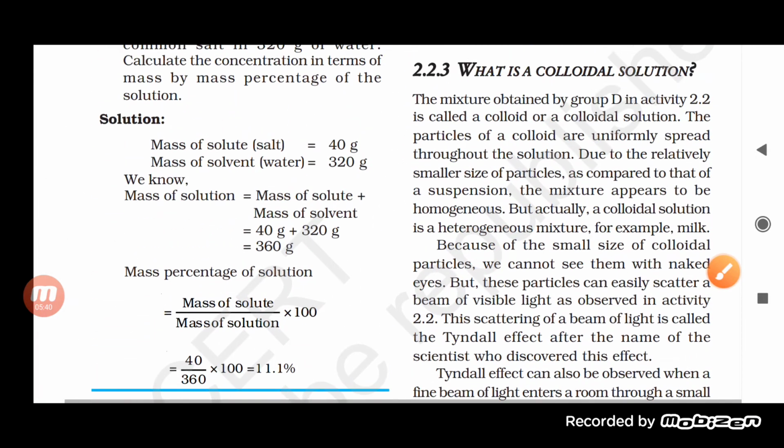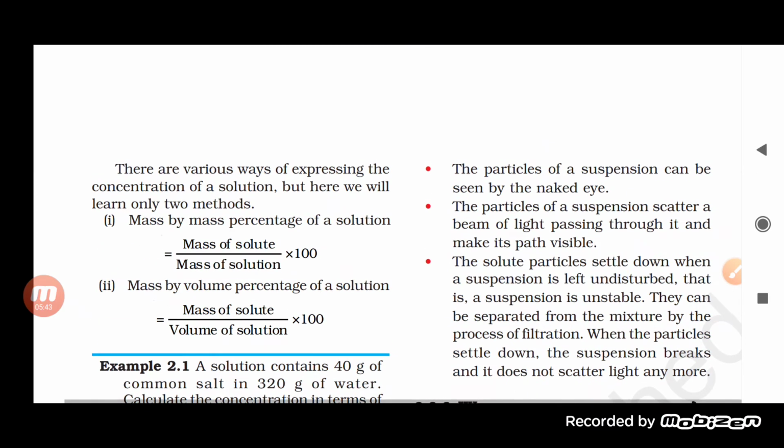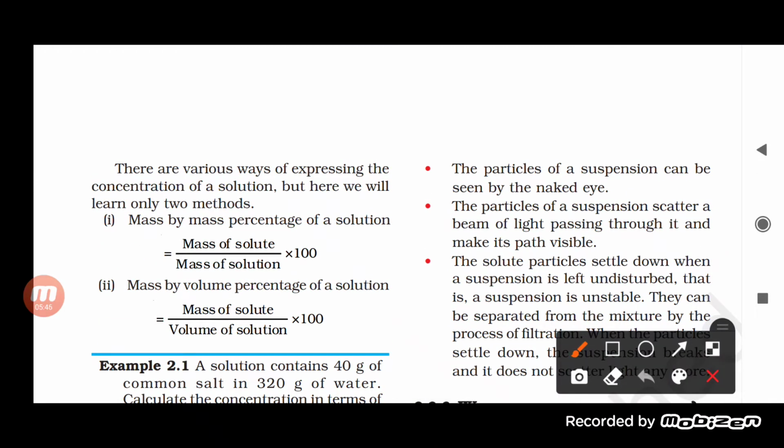Second property of suspension, student. The particles of the suspension can be seen with the help of the naked eye, and the reason is that the size of the particle is more than 100 nanometer. Obviously because of that there is no need of any powerful microscope. We can see it with our naked eyes. So we can say here that the particles of the suspension can be seen by the naked eye.